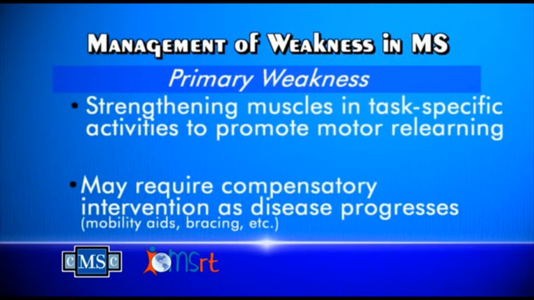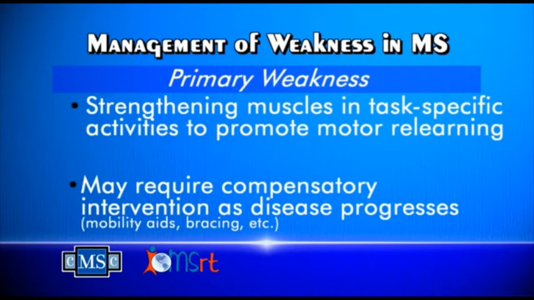When we manage weakness in multiple sclerosis, we need to be focused on the primary weakness, which again is a direct result of the disease process, but we also need to focus on secondary weakness, which is often overlooked, and often as a result of disuse or deconditioning.